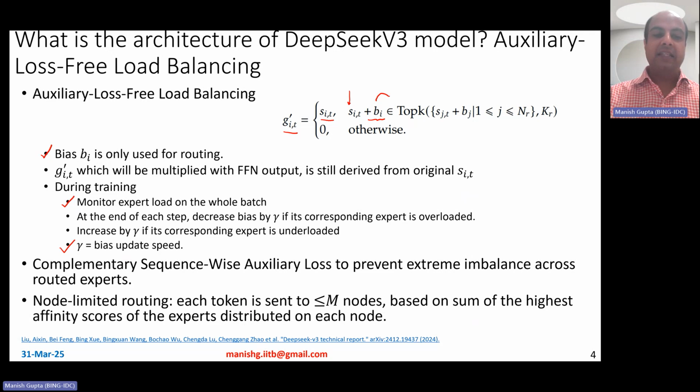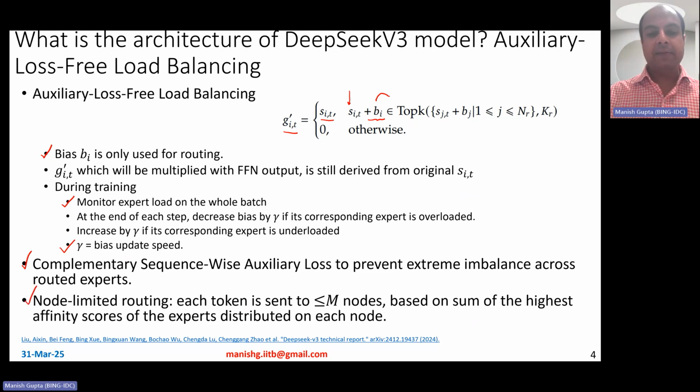So therefore, they still have a complementary sequence-wise auxiliary loss to prevent any extreme imbalances across routed experts. They still have this sequence-wise auxiliary loss, but lesser dependence on that, more dependence on this loss-free load balancing method. Now, one other interesting part about this mixture of experts load balancing is that they do node limited routing.